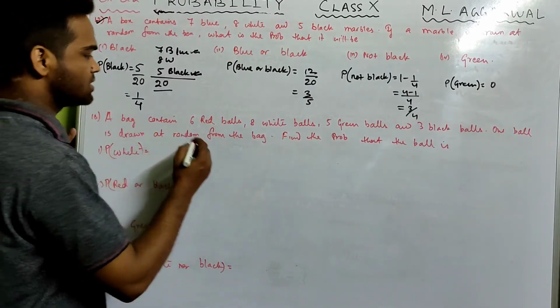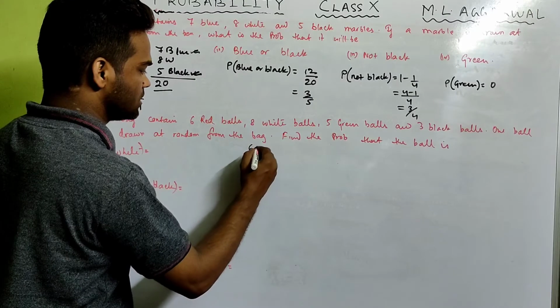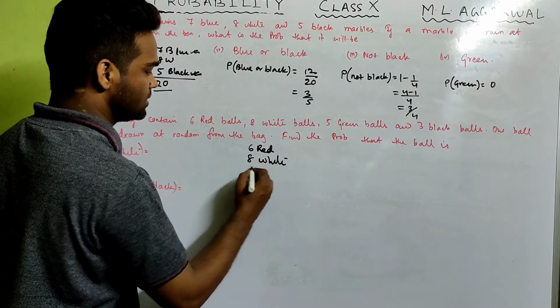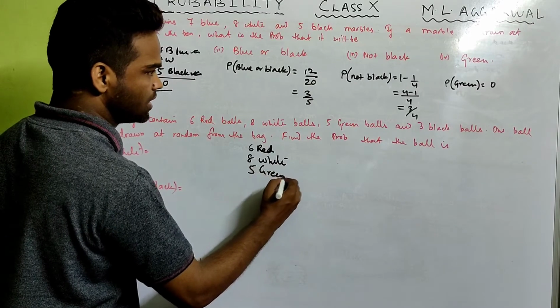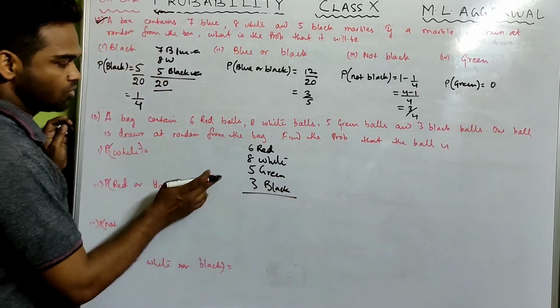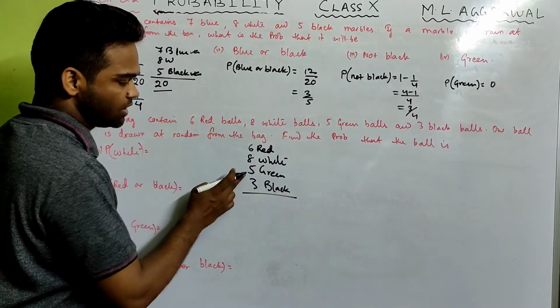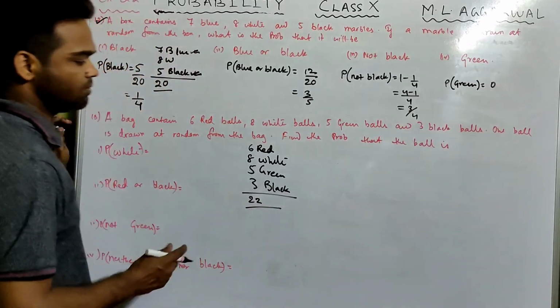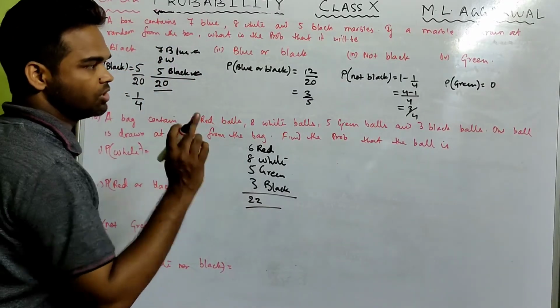Now look carefully. Number 30. A box contains 6 red balls, 8 white, 5 green, and 3 black balls. So the total number of balls is 8 plus 6, 14, that's 19, 22 balls in total, isn't it? 14, 19, 22, yeah.